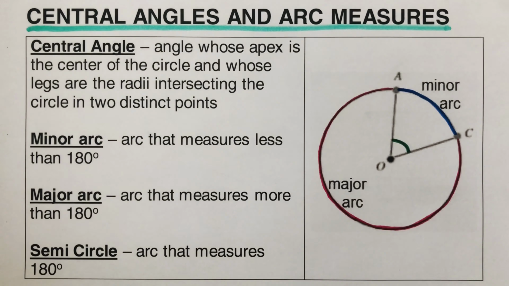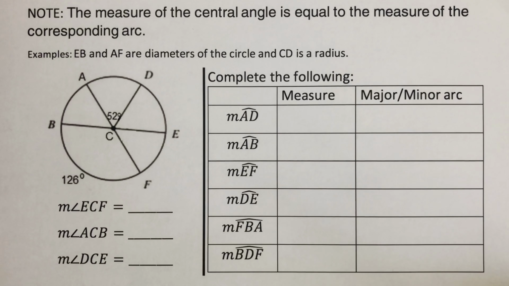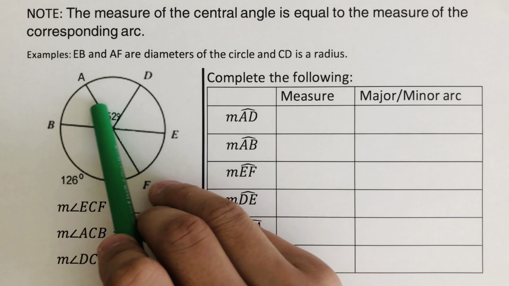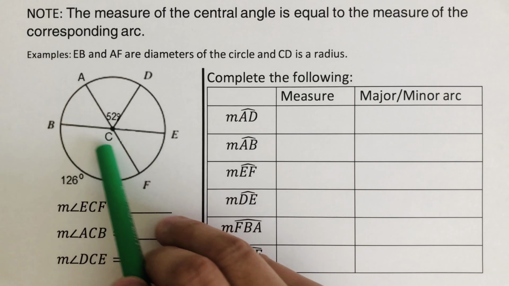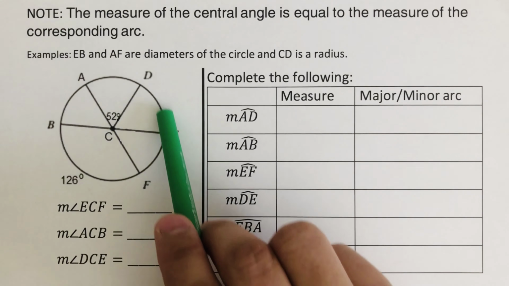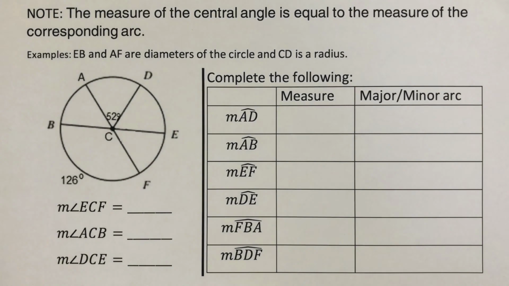Now let's have some examples here. Before we answer all of these, we always remember these two things here. First, the sum of the measures of the central angles is always 360 degrees, or the sum of all the arcs around the circle should always be equal to 360 degrees.